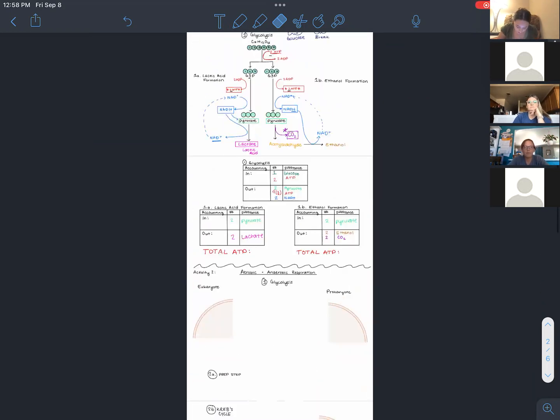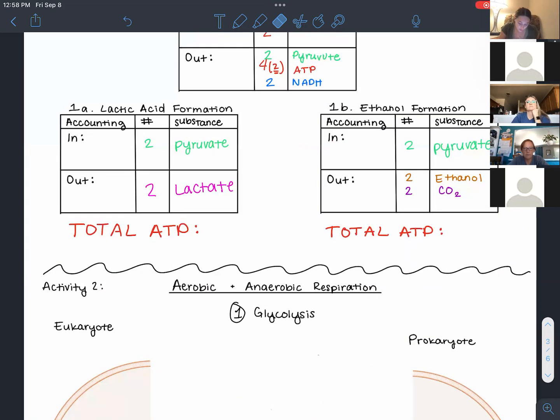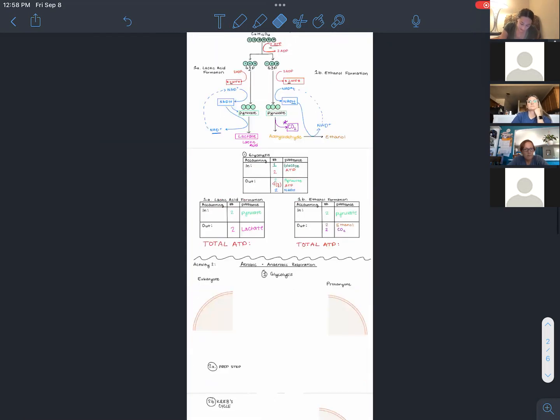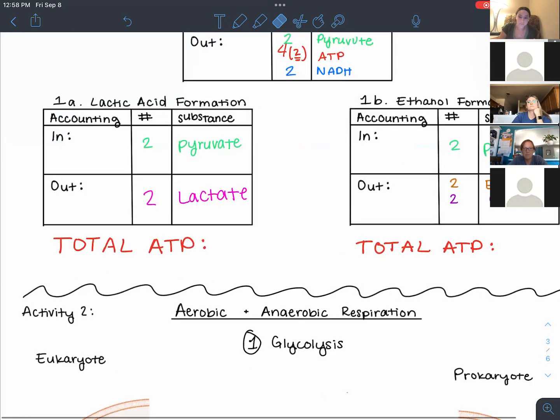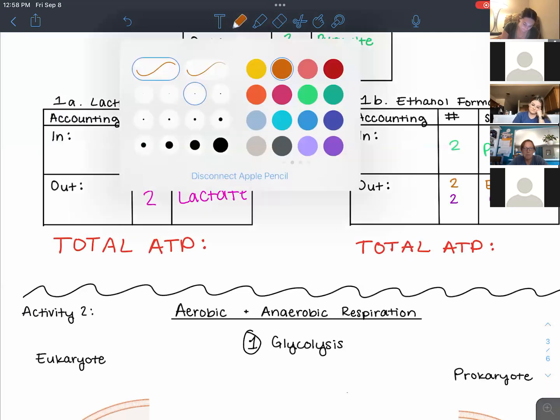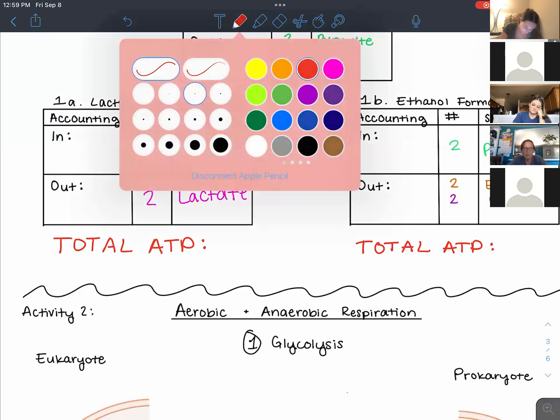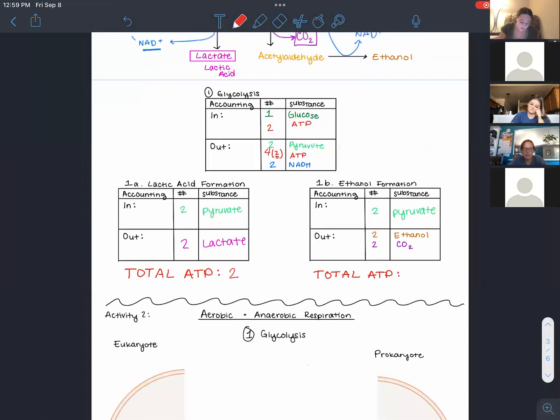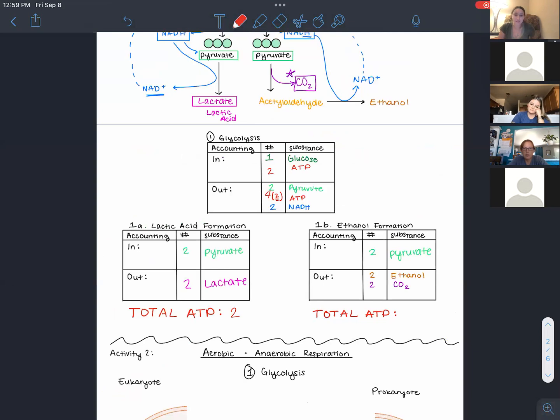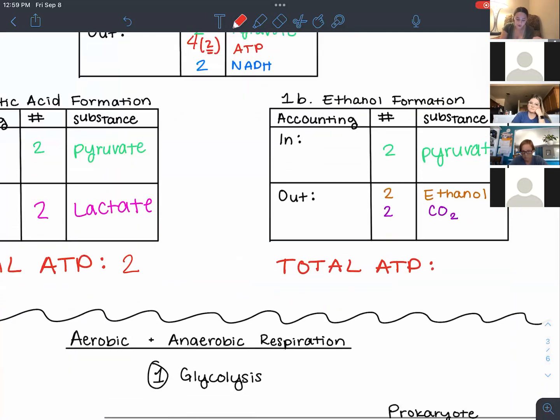Okay, so how many ATP did we make total through lactic acid fermentation? 2. Right, because it only came from glycolysis. We didn't make any ATP in lactic acid fermentation itself. I'm just talking about the whole process together. We made 2. Now for ethanol fermentation, 2.